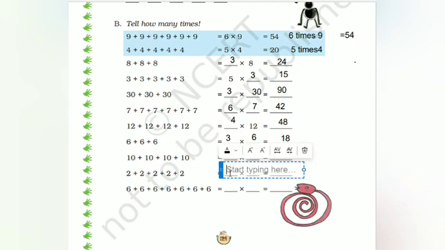And here 5 times 2. Here 1, 2, 3, 4 and 5. So 5 times 2 is written.